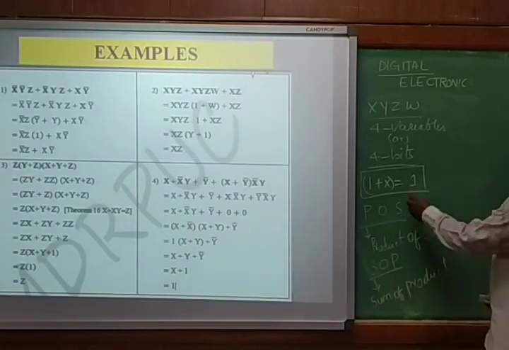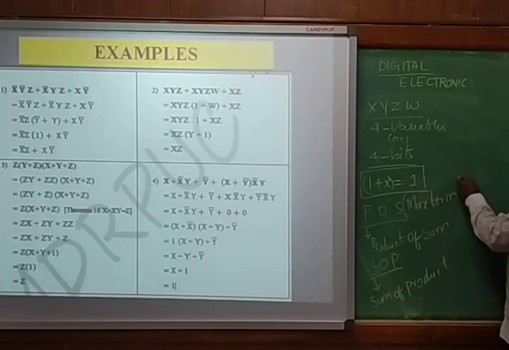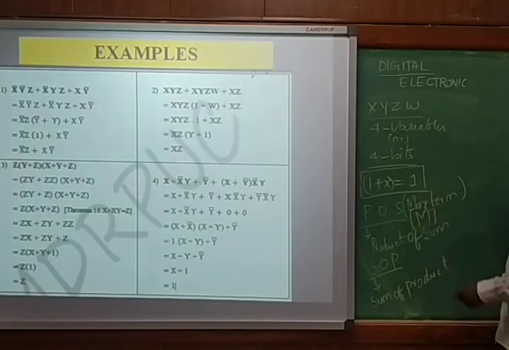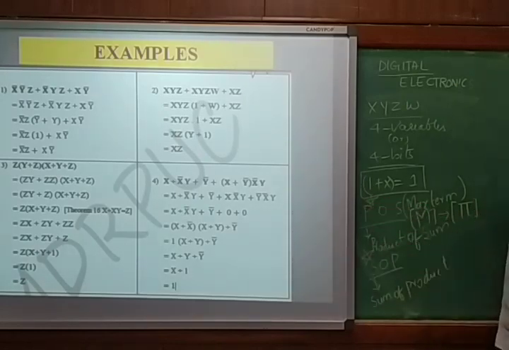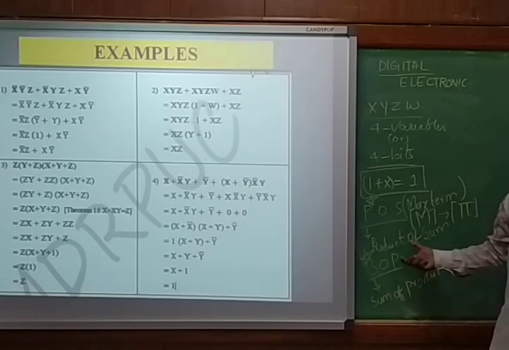One more name given for this is called max term, indicated by the capital letter M, or by the symbol pi. This is very important. The product of sum and sum of product, they'll give in the questions. That is our next topic. Since it is coming up here, I'm giving a little bit of an idea of it.